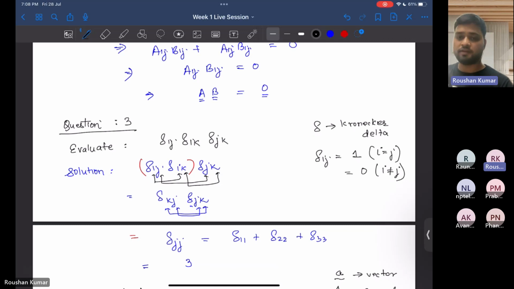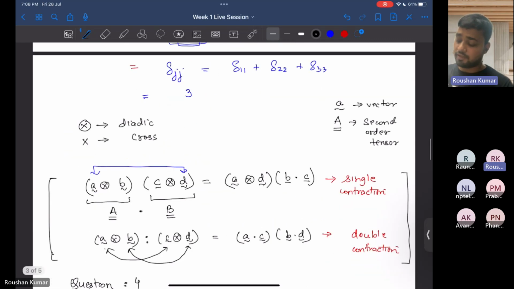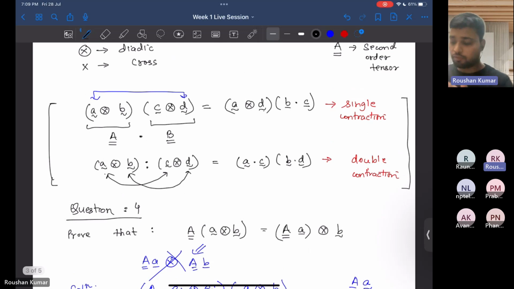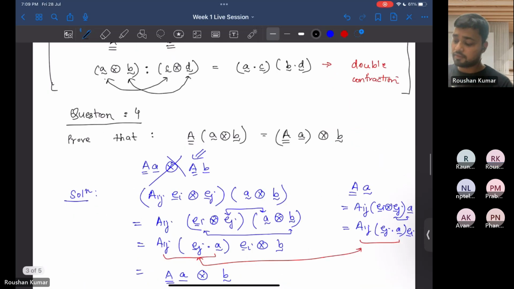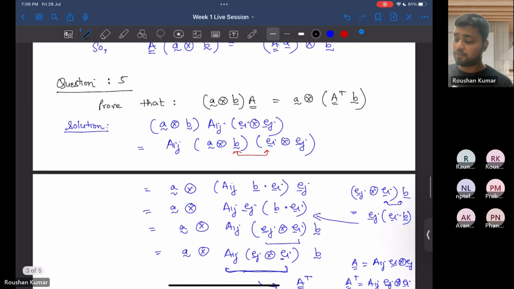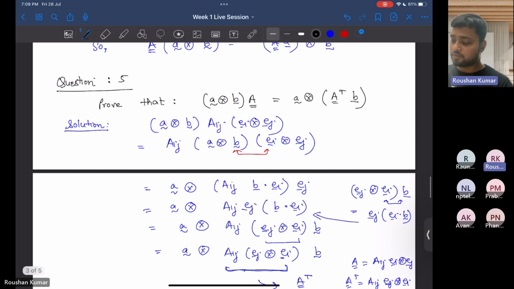I first explained the meaning of the Kronecker delta function, and then using that formula, I solved one question based on the Kronecker delta, that is question number 3. Then I moved on to the next question based on the dyadic and tensor product. So in this question, I have solved one proof and explained some formulas based on the tensor product. Question number 4 and question number 5 I solved based on tensor algebra.